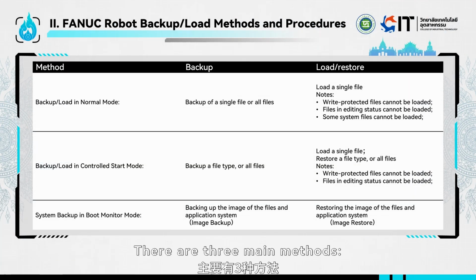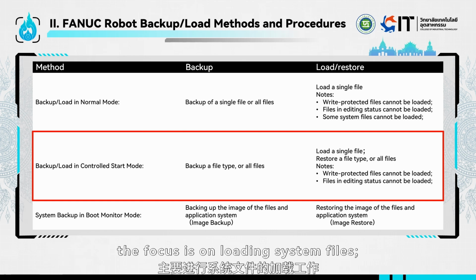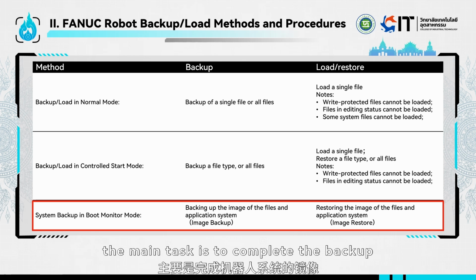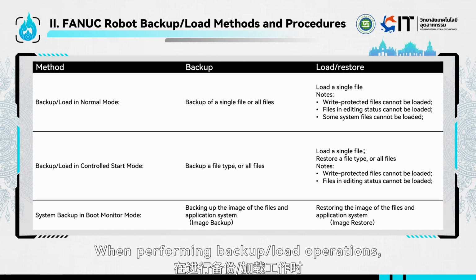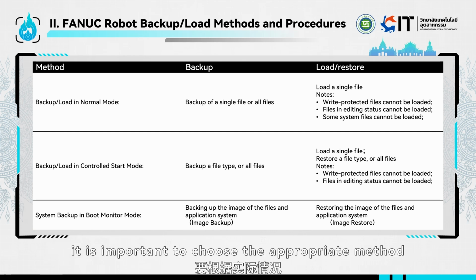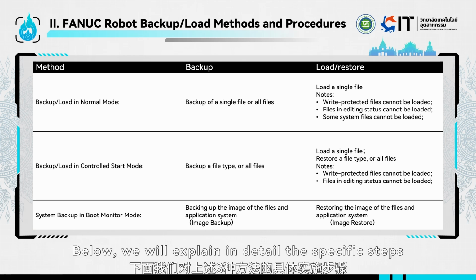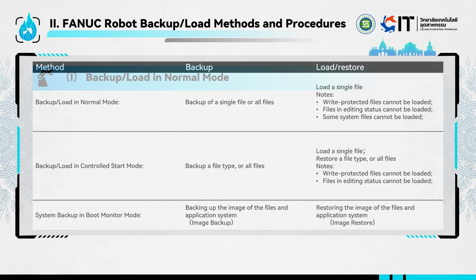There are 3 main methods. In general mode, we mainly perform the backup of all files. In control startup mode, the focus is on loading system files. In boot monitor mode, the main task is to complete the backup and restoration of the robot system image. When performing backup or load operations, it is important to choose the appropriate method based on the actual situation in order to achieve better results with less effort. Below, we will explain in detail the specific steps for the above 3 methods.